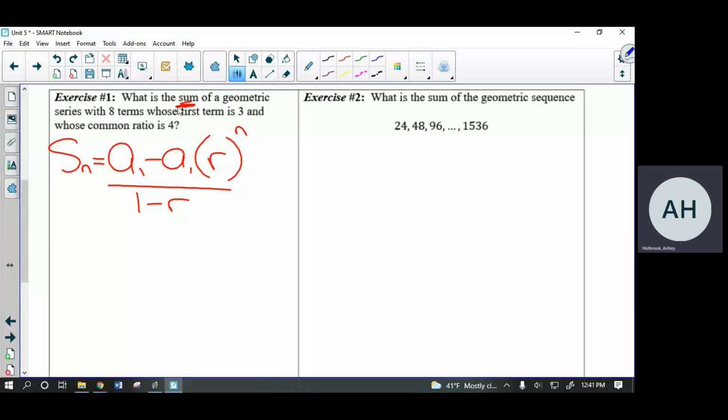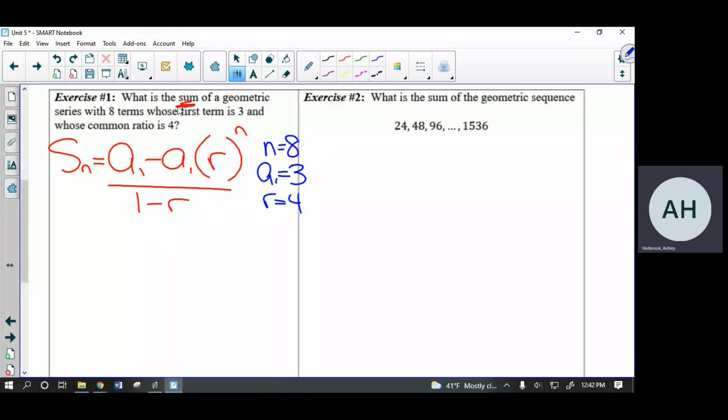When I continue reading this, it says it has 8 terms. If it has 8 terms, what letter would that be? What is the number of terms? It's just n. If there are 8 terms, that means that n is 8. It says whose first term is 3, what would that be? A1 is 3. And the common ratio would be the letter R. It says R is 4, which means it follows the times 4 pattern.